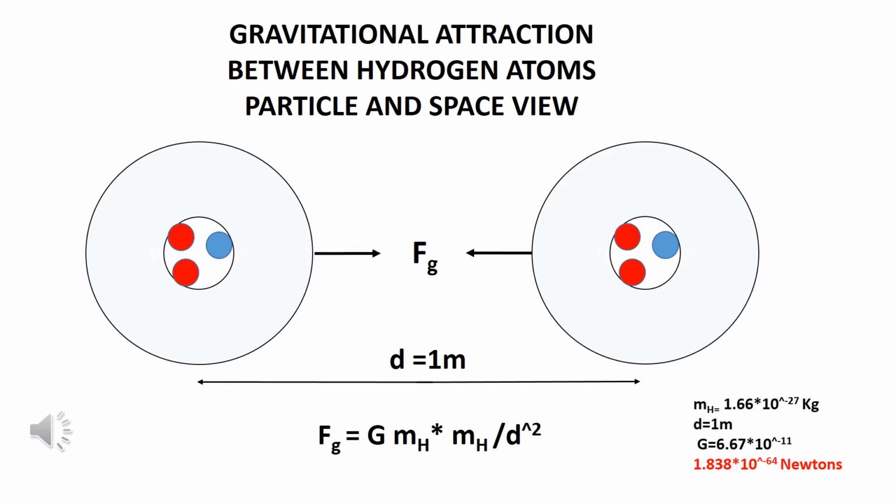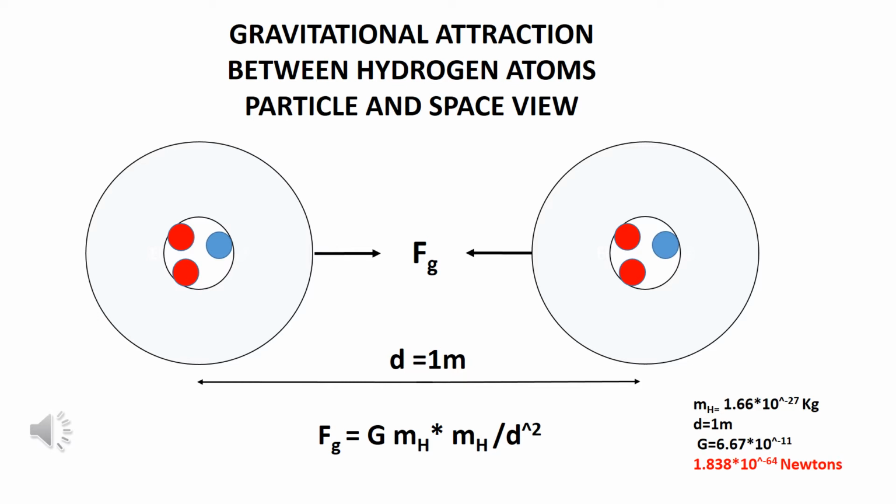This diagram illustrates the particle and space method of calculating the gravitational attractive force between 2 masses. It is Isaac Newton's famous formula. It is very simple. The attractive force is found by taking one mass, multiplying it by the other, and dividing by the square of the distance between the two. To get the correct answer, you then have to multiply by a factoring constant called big G. When we do this for 2 hydrogen atoms 1 meter apart, the force of attraction is 1.838 times 10 to the minus 64 newtons.